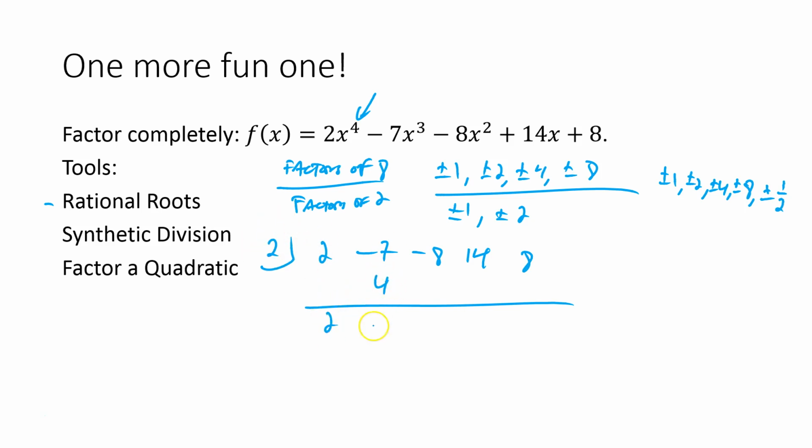2 times 2 is 4, minus 7 is -3, -6, -14, getting really big and negative, +14, 28. Nope, that's not going to work. As soon as you see it's not going to work, you can just get rid of it.